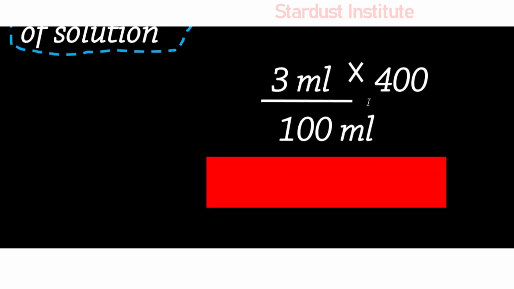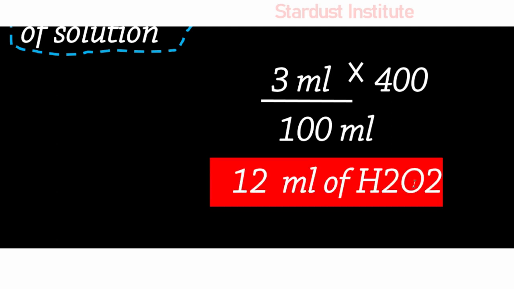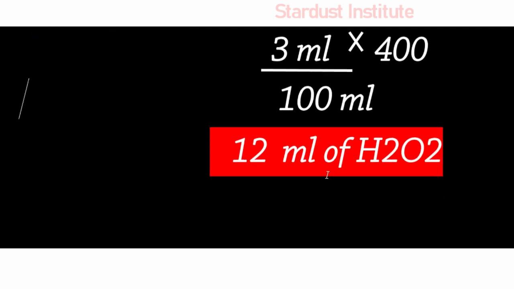By simplifying this, we can get our answer: 12 milliliters of hydrogen peroxide.